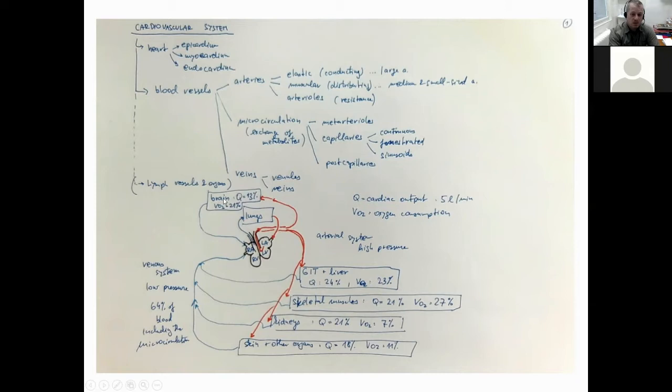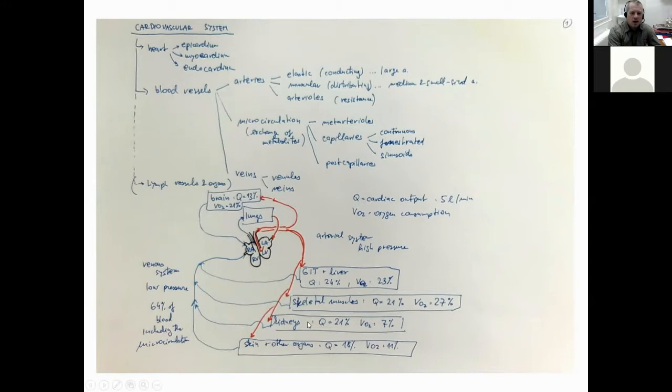6, 7, 8 seconds of hypoxia and stopping the perfusion of the brain, and we are starting to lose consciousness because our brain cortex is extremely sensitive to insufficient blood and oxygen supply. The GIT, including the liver, takes approximately 1/4 of the cardiac output and the oxygen consumption. And the skeletal muscles, of course, this is in the resting condition and depends on the constitution of the body, but roughly it's 1/5.